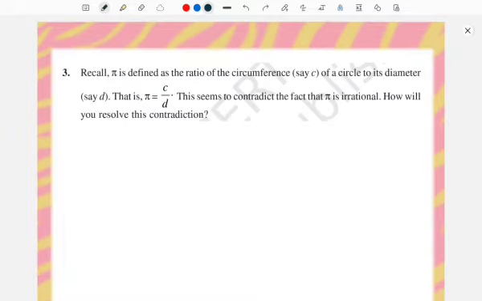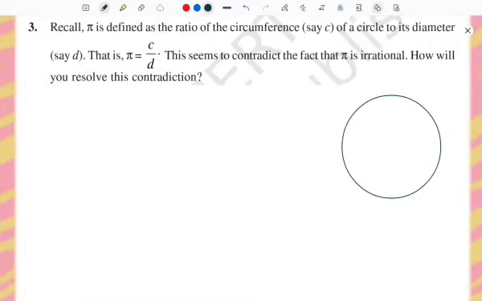Question number 3 we have, recall pi is defined as a ratio of circumference of a circle to its diameter. That is, pi is equal to circumference divided by diameter, right? This seems to contradict the fact that pi is irrational. How will you resolve this contradiction? How do you calculate the circumference of a circle if you do not have the formula? We take a thread, align it with the boundary of the circle, and calculate the length of the thread that you used on the scale.